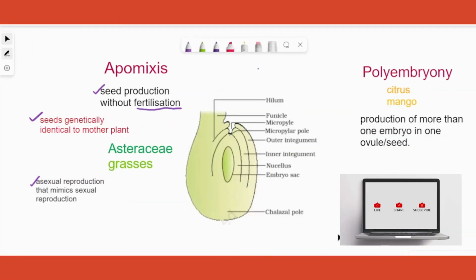Hi students, welcome back to the last topic from the chapter Sexual Reproduction in Flowering Plants, that is Apomixis and Polyembryony. Very simple topic. Let's see what that means.